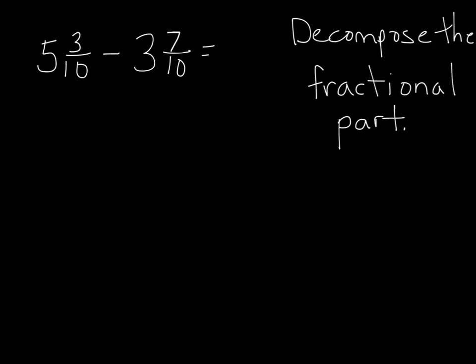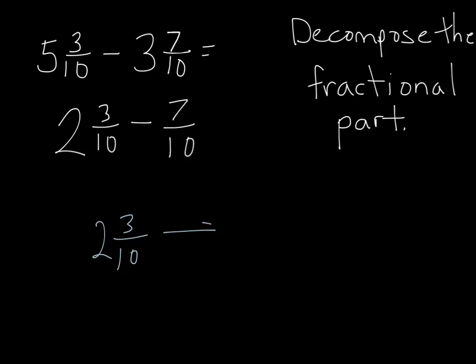And the last method that I'm going to show you is how to decompose the fractional part. This strategy is going to start the same way as the last one, where I subtract the whole number, 5 minus 3, and so I end up with 2 wholes, so 2 3/10 minus 7/10. I've already subtracted this 3 away from my whole. Now, to decompose the fractional part, I want to look at 2 3/10 and ask myself, how much do I need to subtract to get to the next whole number? I want to get down to 2.